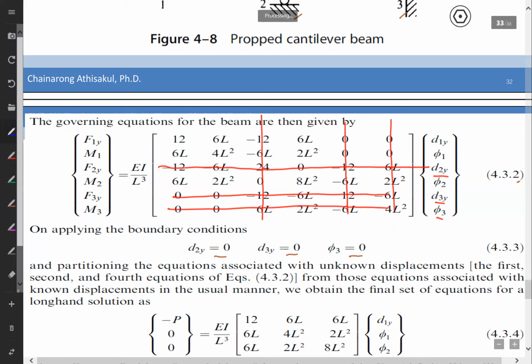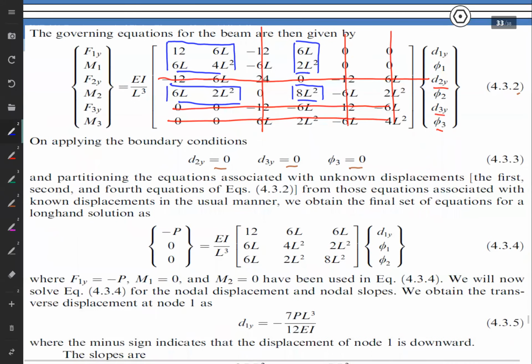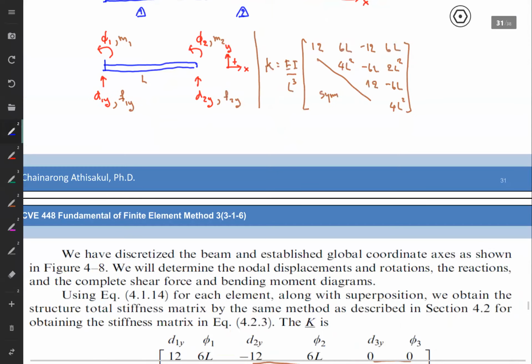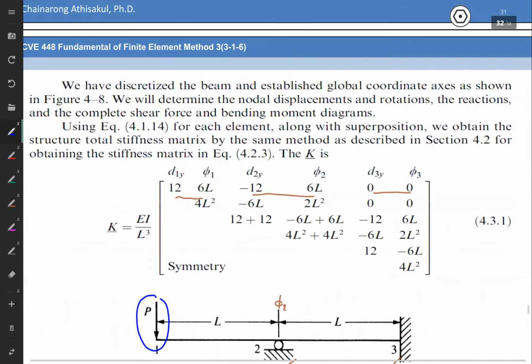Right now we should obtain the element stiffness after we apply the boundary conditions like this, and we substitute the applied load. For this case, the load is only at node number 1, but the load is downward. If we compare with the sign convention that we set up, upward is positive, for both local and global.